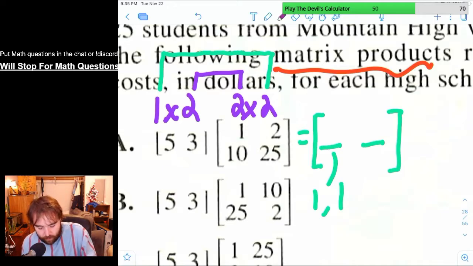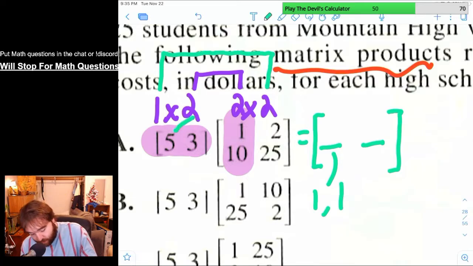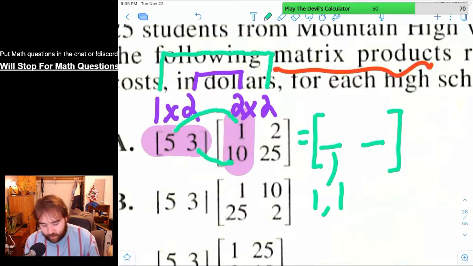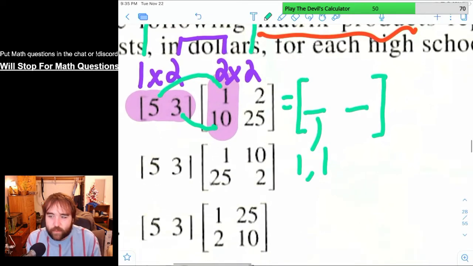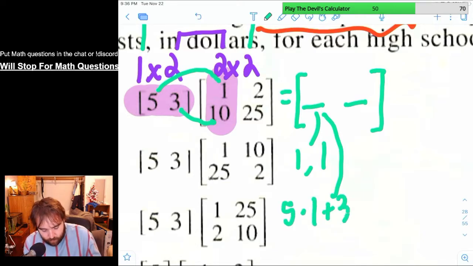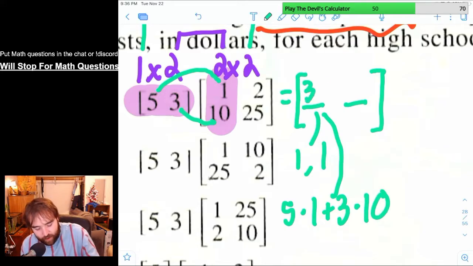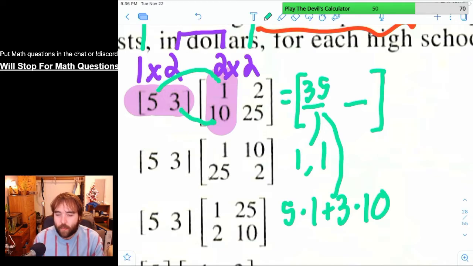And so how we're going to multiply this is we're going to look at the first row of the first one and the first column of the second one. And we're going to multiply these corresponding numbers. And see, that's why that size matters. Those middle numbers have to be the same because you have to have numbers that match up there. So you're going to do 5 times 1 and then add 3 times 10. So you'd end up with 35 there.